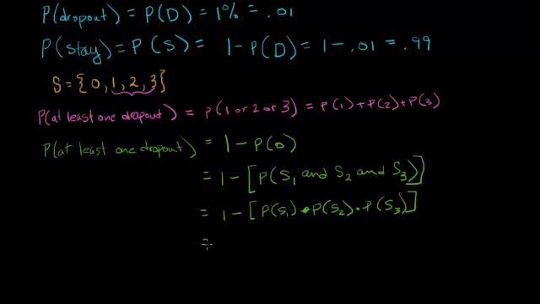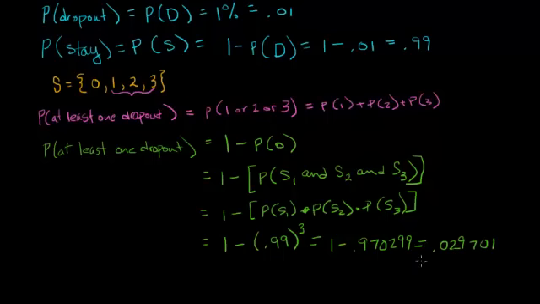Well, what's the probability that any one student would stay? That's 0.99. So that's 1 minus 0.99 to the third power, because these would all be 0.99, which is equal to 1 minus 0.970299, or 0.029701. And let's just round that then to 2 decimal places, 0.03.